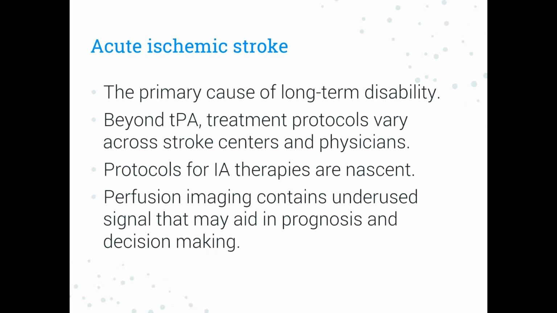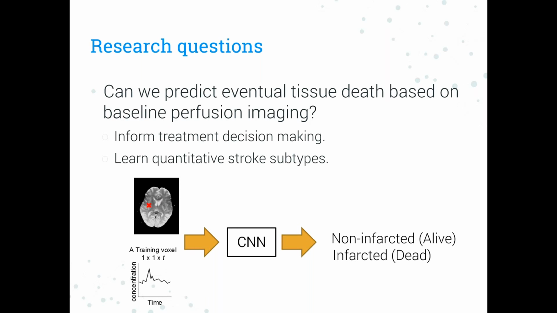So perfusion imaging, for those who don't know, is an MRI sequence where you inject contrast agent into the patient, and then you watch that contrast agent perfuse over time. So our research question was, can we predict eventual tissue death based on baseline perfusion imaging? If we could inform treatment decision-making, we can predict how large a final infarct or tissue volume will be. And we can also potentially learn quantitative stroke subtypes.